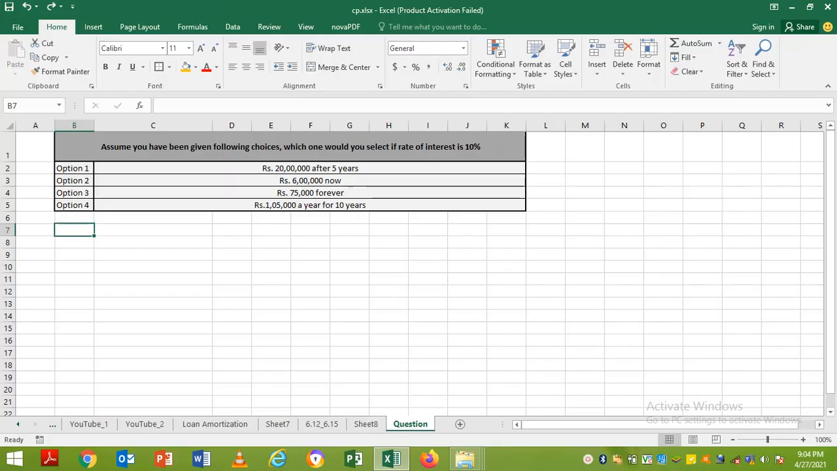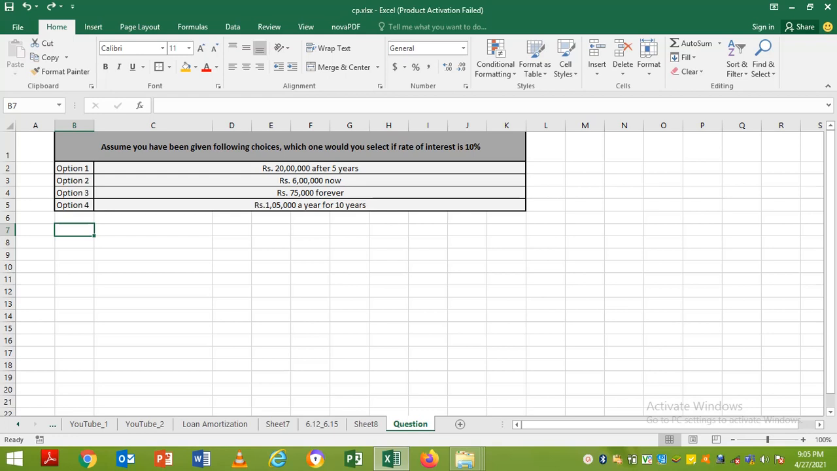Hello friends, this is another part of time value of money, where we have combined questions of time value of money, with different options. In this question we'll be discussing logically, if you have been given the choice to select any of the investment options, which option is advisable and which option gives us the maximum benefit.